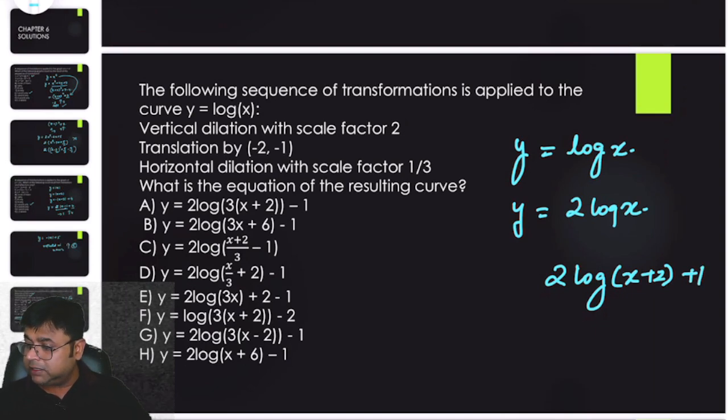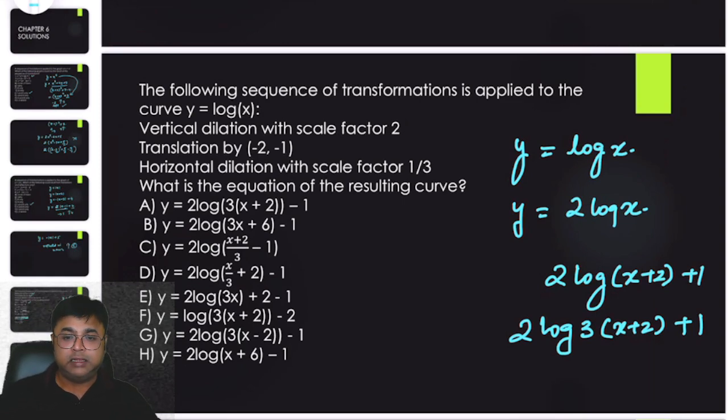And finally, it says horizontal dilation with scale factor of 1 by 3. So the entire x will become 3 times. This is what the answer would be. When horizontal dilation takes place by 1 by 3, the same y values will be attained at 3 times the values of x. So I'll make all the x values 3 times. So this is what the answer would be.